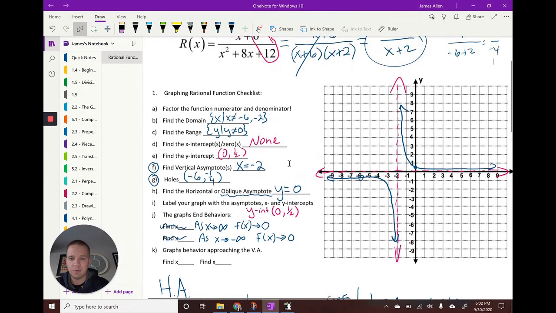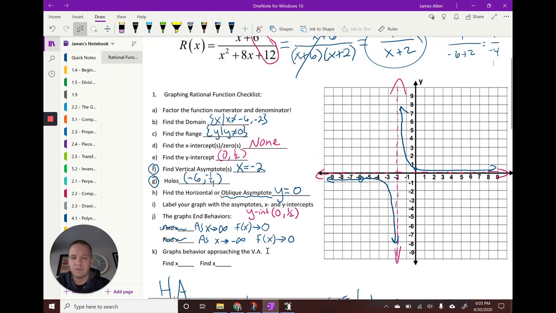We got one last part here: graph behavior approaching the vertical asymptotes. Well, maybe we can use our calculator to do the same thing. And I'm going to plug in some numbers here to save a little time.